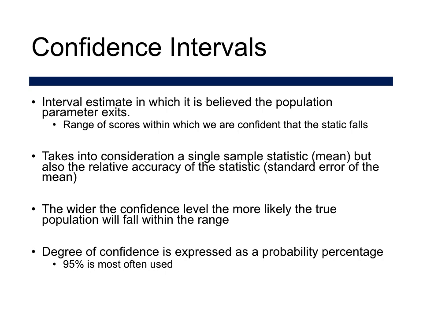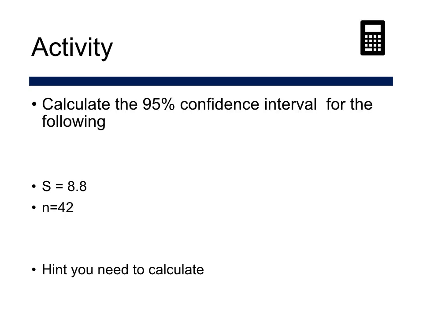When estimating the confidence interval, this z-score would be put into the formula. All right, so you're still with me? So let's do an activity. Let's calculate the 95% confidence interval for the following. We have an x-bar of 40, standard deviation of 8.8, and a sample size of 42.